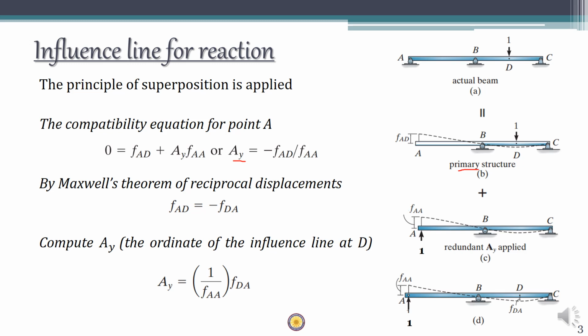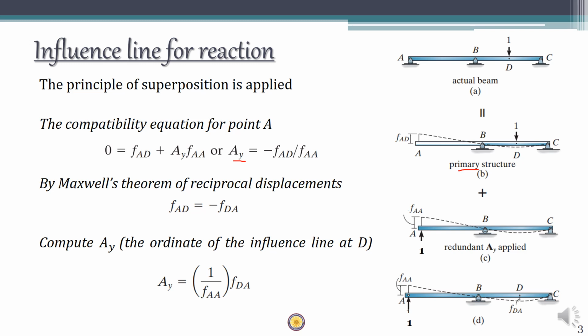So remove the support at A, it is a primary structure, apply the external loading, and find out the resultant displacement at A. Let's name it FAD, the displacement at A due to loading at D, so it is FAD, right? Now on the same released structure, we apply a unit force corresponding to the redundant, so I get a displacement FAA at that point, right? Displacement at A due to unit load at A, so that is FAA.